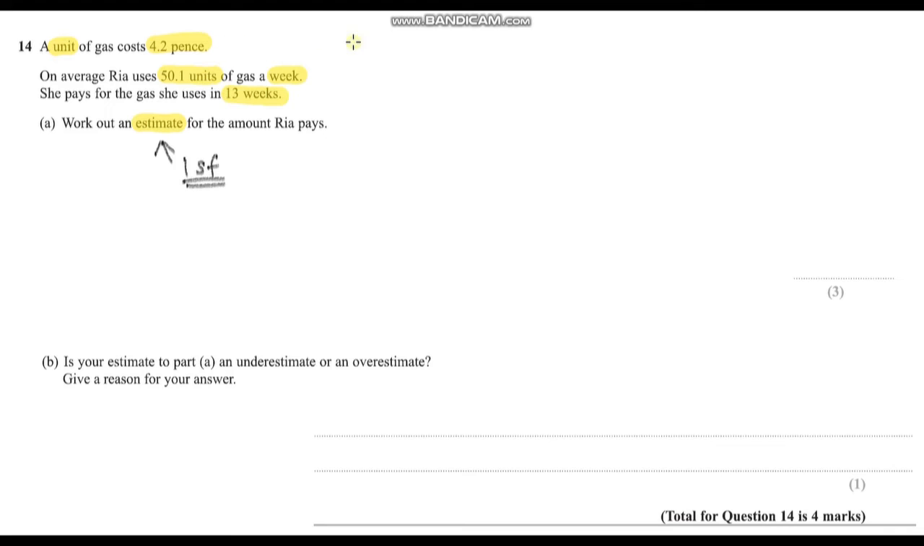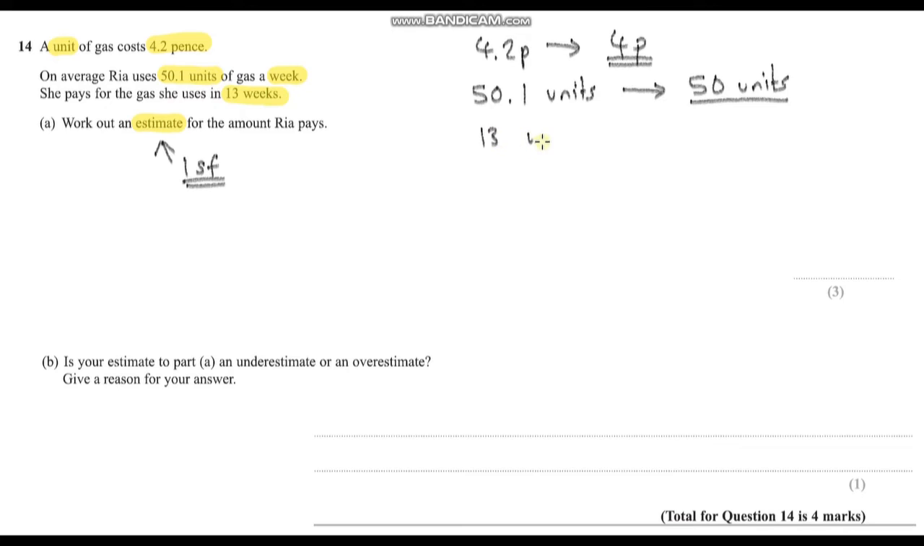So 4.2 pence. We're not going to use 4.2 pence. We're going to use 4 pence, because I've rounded that to one significant figure. Now let's think about the amount she uses. So she uses 50.1 units, but we're not going to use that in our calculation. We're going to round this to one significant figure, which will be 50. So that's going to be 50 units. And she pays for the gas she uses in 13 weeks. Again, we're just going to say that she pays for it in 10 weeks, because we're just going to round that to one significant figure.